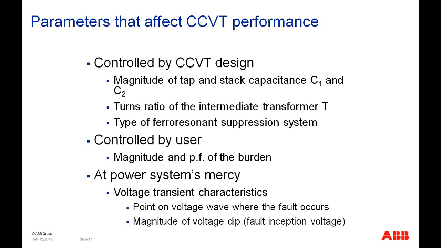You as a user can control the magnitude and the power factor of the burden that you apply to the CCVT, which will have some effects also, as you'll see later. And you have some control over the magnitude of the stack capacitance, because you can buy different types of CCVTs with different ratings of capacitance for your applications also. But you can't control anything about the voltage transients, which are controlled by the point of wave where it's switched and the magnitude of the voltage difference.